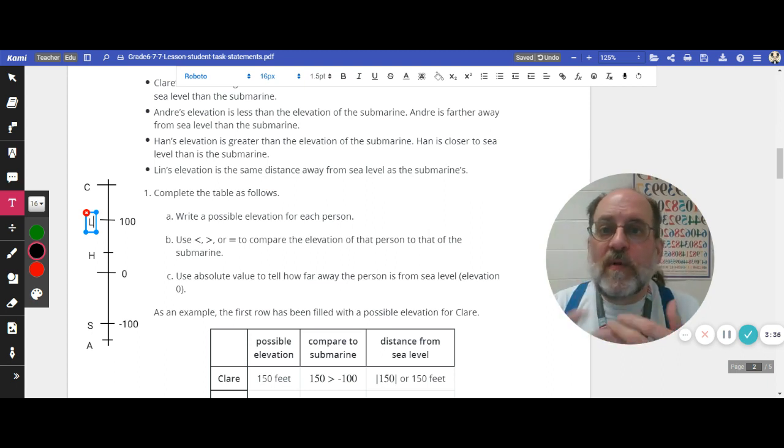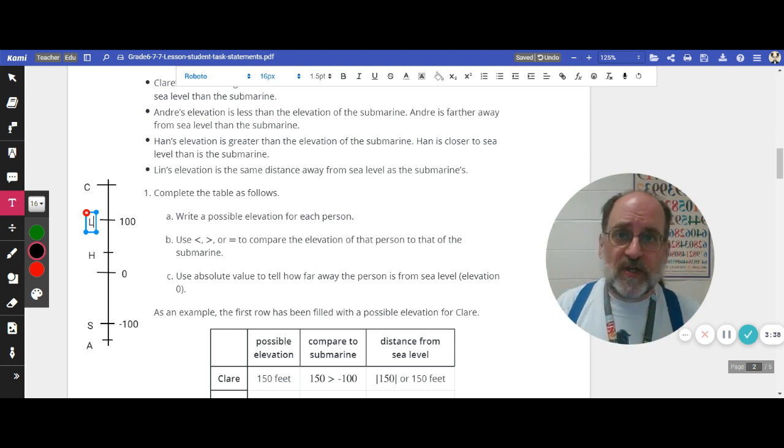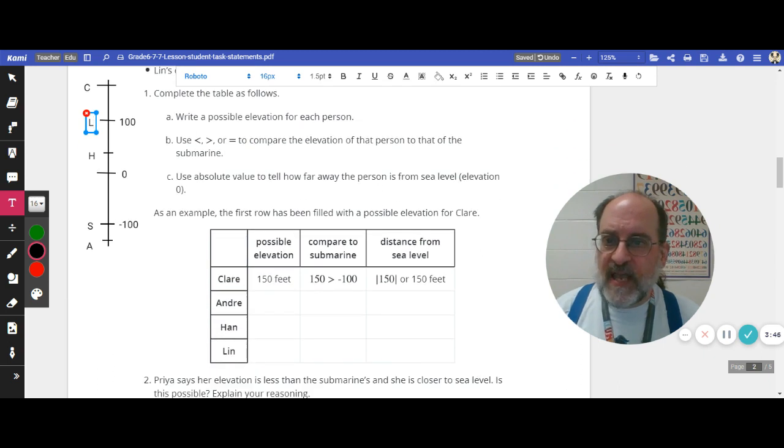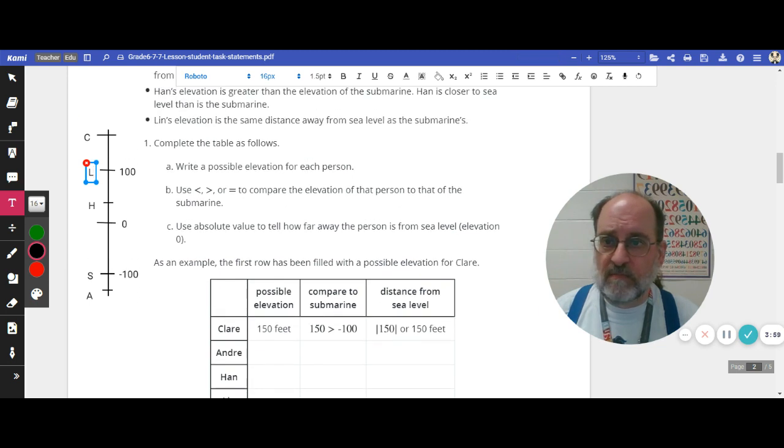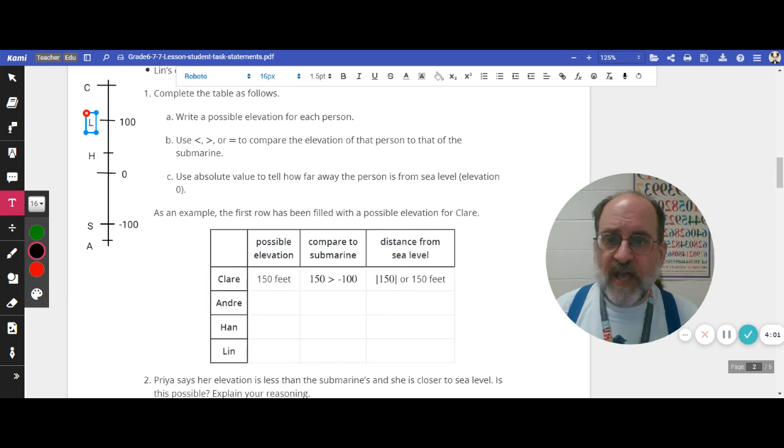All right, what we did there is we used a lot of information about elevation, above and below, lesser or greater than, and distances. Now, what we want to do is complete this table using this information. Write a possible elevation for each person, using less than, greater than, or equal to compare the elevation of that person to that of the submarine, and use absolute value to tell how far away the person is from sea level, elevation 0.